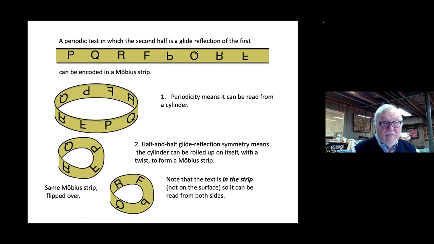Here's another picture of that same Möbius strip, just flipped over. And here's a very important point: the text is in the strip, not on the surface of the strip. So you can read the text from both sides. I'm sort of taking that for granted in my explanation, that you can see through it. It's not printed on one surface of the strip. It's actually inside the strip. This turns out to be a very important distinction.